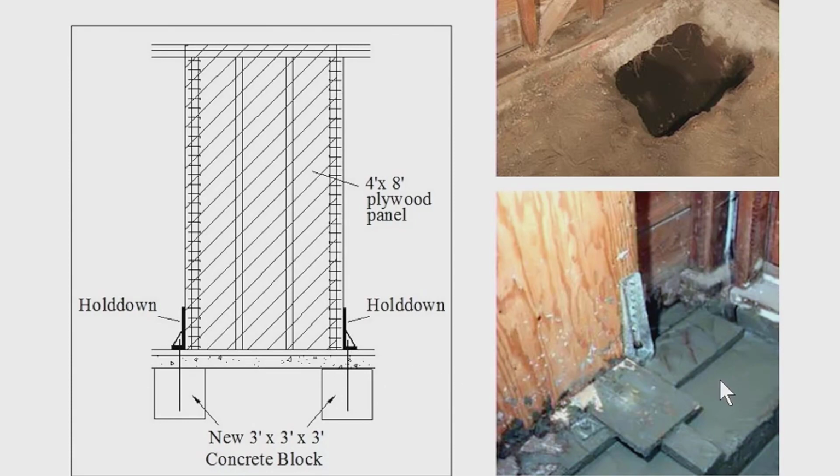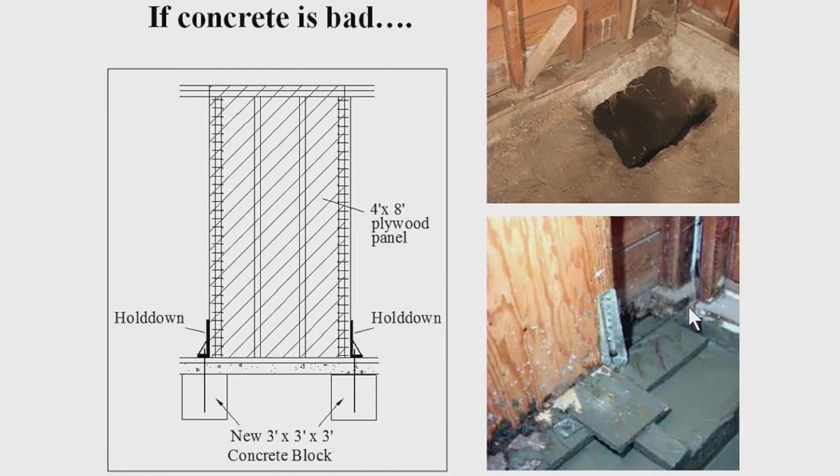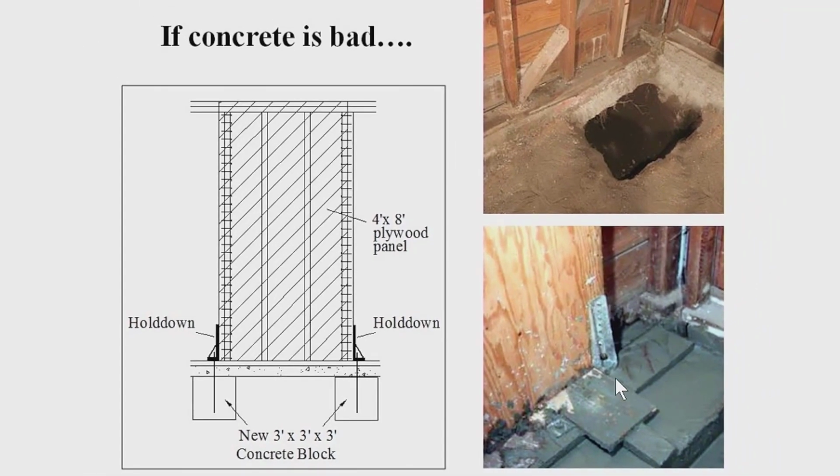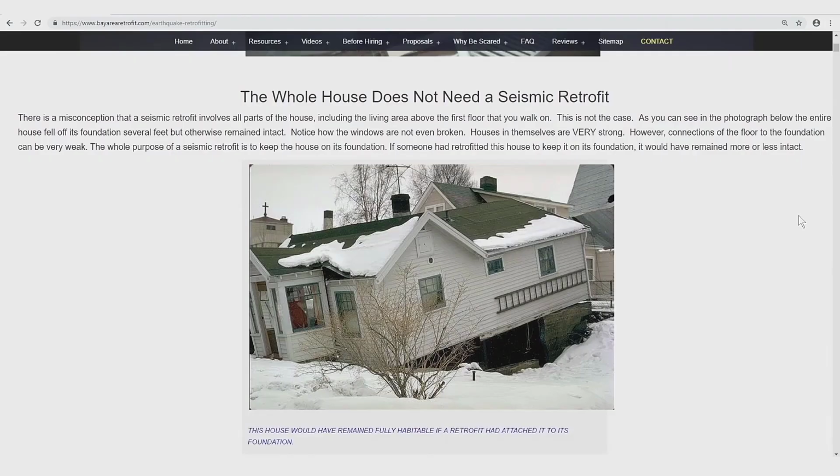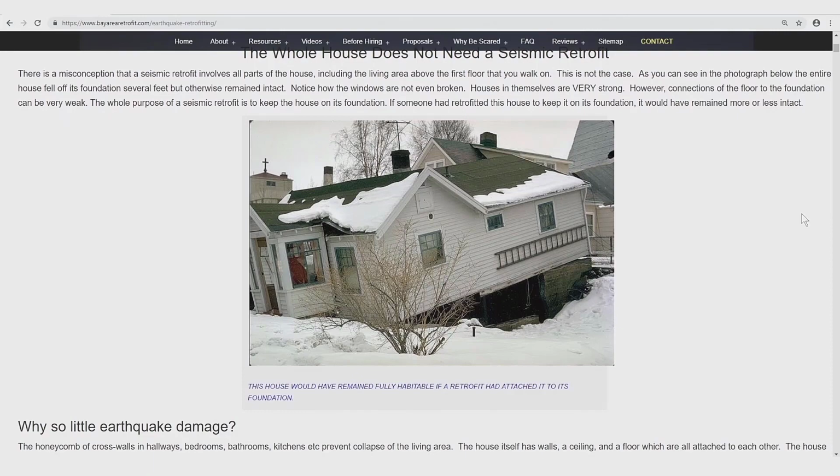And here's a sample of that. This is where we put all the concrete into that hole. Then here's our hold down right here, and here's our plywood. So this shear wall right here has now been protected from overturning forces. I'd like to point out here, a whole house does not need to be retrofitted.